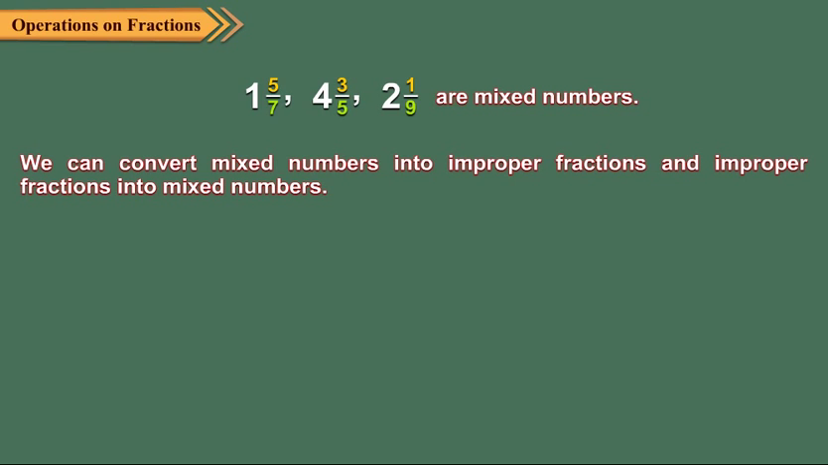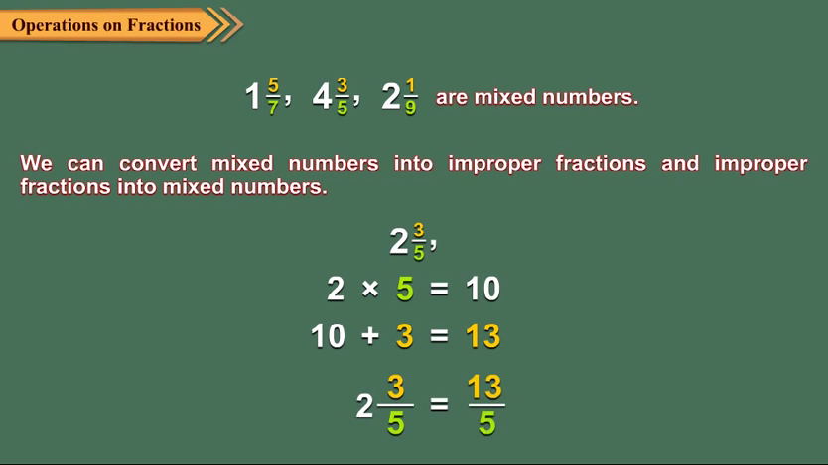We can convert mixed numbers into improper fractions and improper fractions into mixed numbers. Let us now convert 2 3 upon 5 into an improper fraction. Multiply the whole number by the denominator of the proper fraction. To this product, add the numerator of the proper fraction. This is the numerator of the required improper fraction. The denominator of the required fraction is the denominator of the proper fraction.